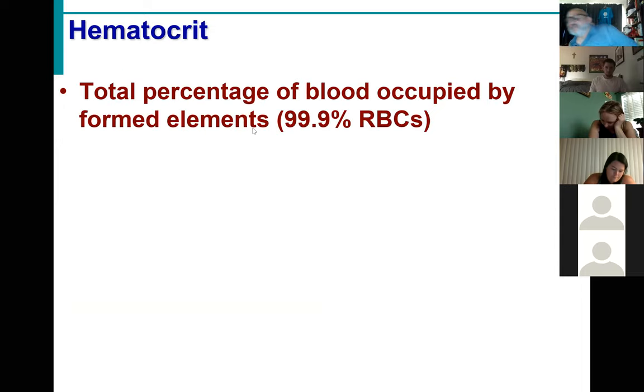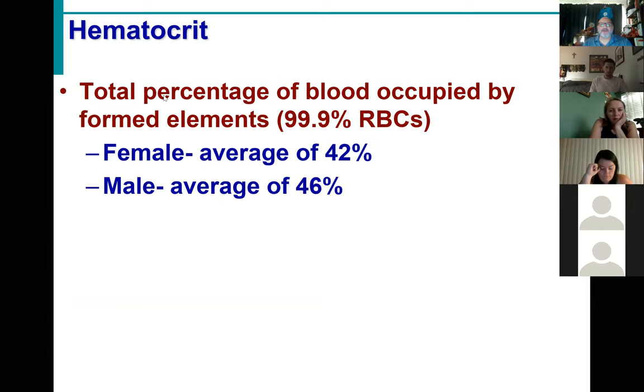All right. As I mentioned, over 99% of the formed elements are our red blood cells. So when we talk about that hematocrit, which we said was 45 on average, we're basically talking about the red blood cells. Those two are almost used interchangeably. Now, again, things like age, race, and sex can make a difference. Statistically, the average in females is about 42%, the average in males is 46%. And while mathematically that may be significant from a statistics standpoint, from a functional standpoint, it isn't significant.